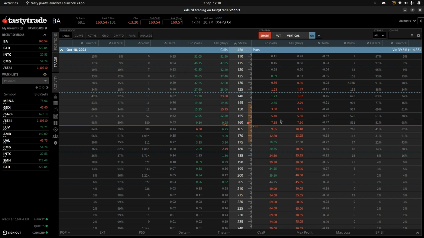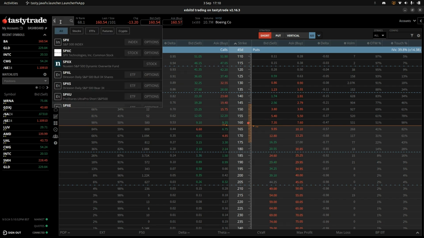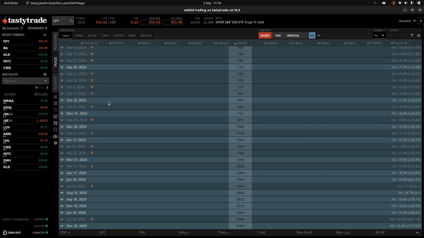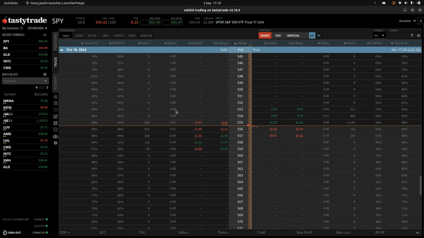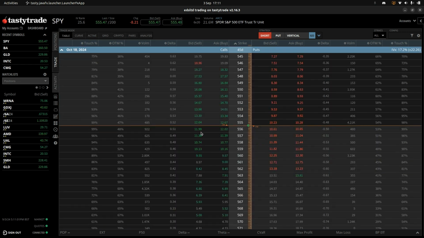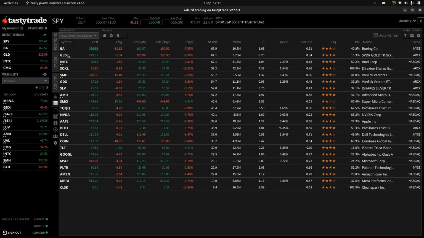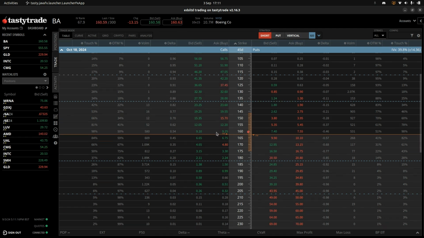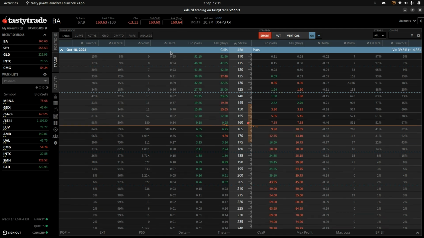It's not the best. If you compare that to the SPY, for example, and we go to the October 18th, and we look at the spread here, 11.99, 12.02, they're pennies wide. But SPY is obviously far more liquid. That's the reason why. So we want to check the spread first of all. So BA, I guess it's okay. It's not the best, but it's not bad. So now what we want to do is look at the deltas.